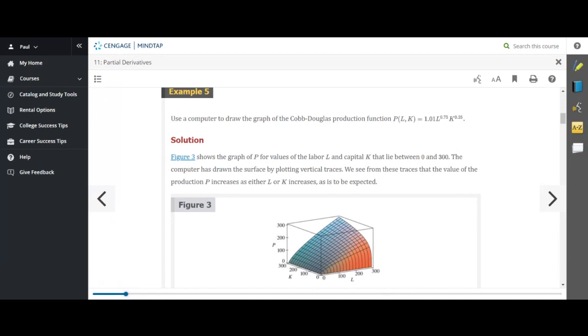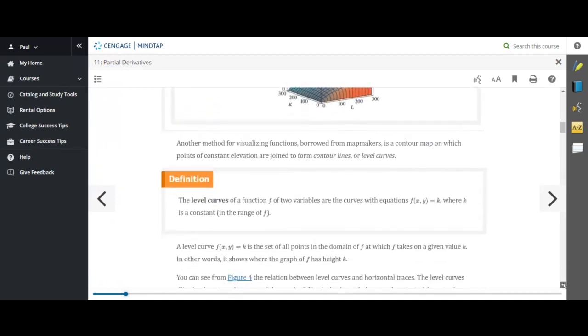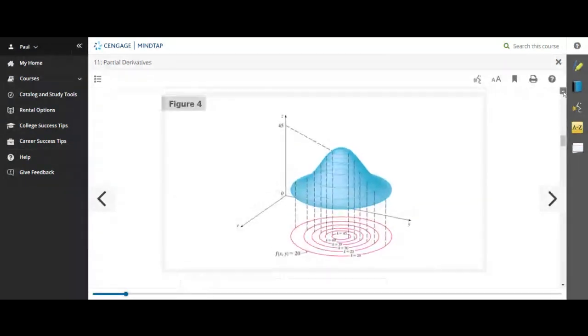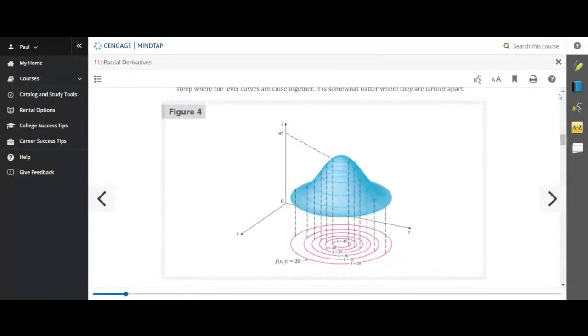Okay, well, what's one way to visualize functions? Well, one way is to use what's called, and I'm showing figure 4 here, a contour plot. Look at what they've done here in figure 4. You have this function of two variables. And what they do is they slice the function horizontally at different levels.